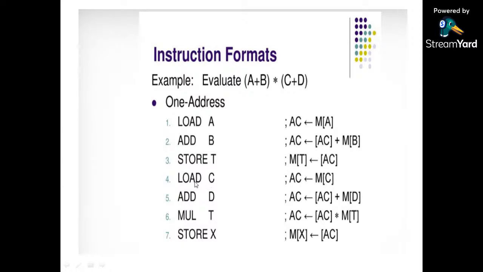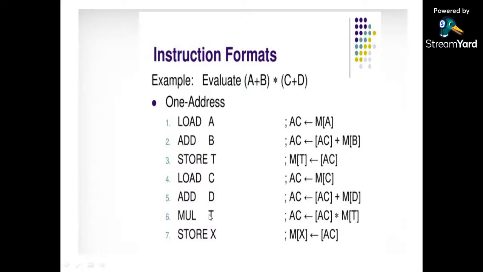Then we specify load C. When we write load C, the contents of memory location C will be stored in the accumulator. Then we are doing add D. What will happen when we give the command add D? The contents of memory location D will be added with the contents of the accumulator. What is the contents of the accumulator? It is the data which was stored from memory location C. So data from memory location C was already present in the accumulator. To this data, the contents of memory location D are added and the result is stored in the accumulator.